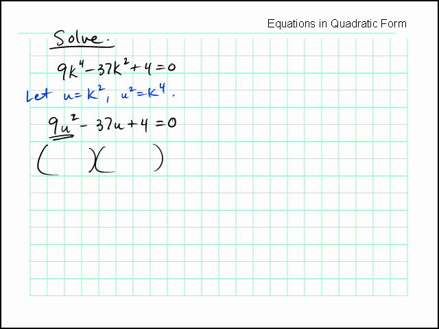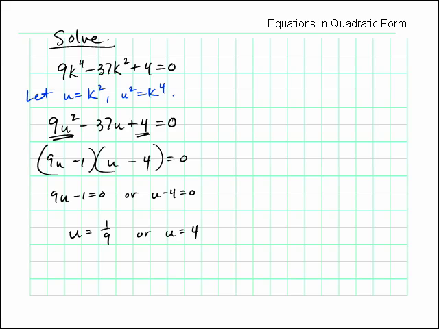The factors of 9u squared, let's try 9u times u, and then negative factors of positive 4. Let's see here, -1 here and -4 there. That would give me the correct factorization. Setting these equal to 0 and solving, we get u equals 1/9 or u equals 4.